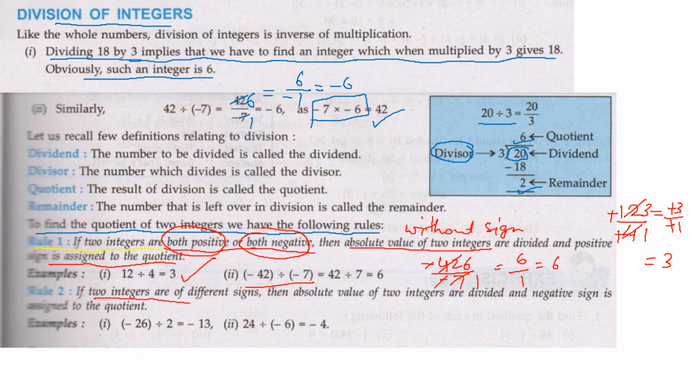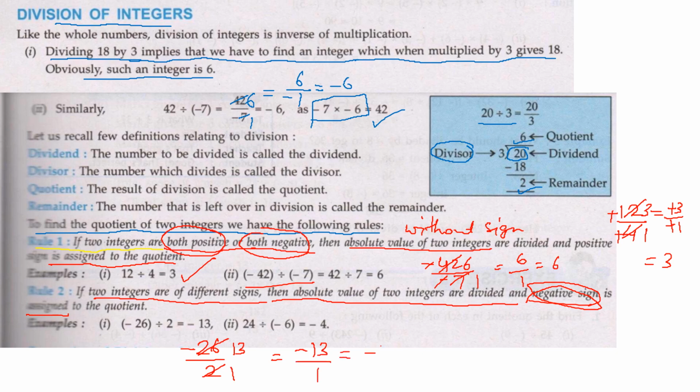And if two integers are of different sign, then the absolute values of the two integers are divided and a negative sign is assigned. You just have to remember, when they are different, the negative sign is assigned. For example, minus 26 by 2. 2 ones are 2, 2 thirteens are 26. So it is minus 13 by 1, which is equal to minus 13. If I write 25 by minus 5, then 5 ones are 5, 5 fives are 25. It is 5 by minus 1, which is equal to minus 5.